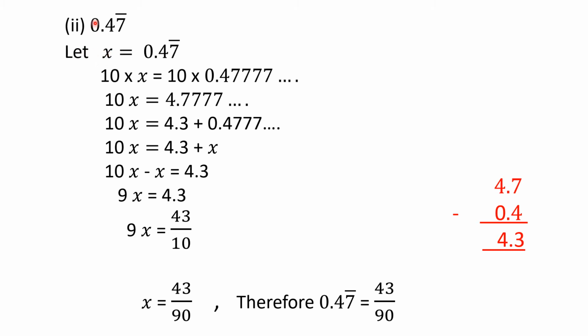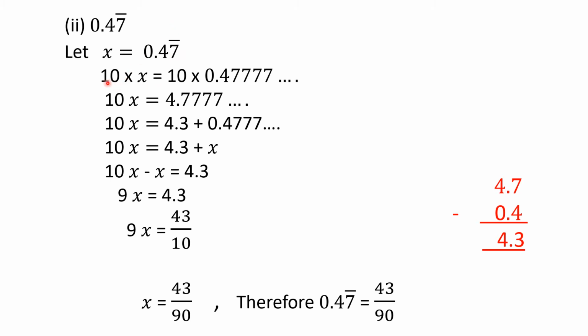So what is the first step? Take the given number as x. So we did that. Now look at the number. How many digits are repeating? Only one digit is repeating. Which digit is repeating? 7 is repeating. The second digit, 7, is repeating, right? So only one digit is repeating here. So this is basically 0.477777, etc. Right? So 7 is repeating. So one digit is repeating.